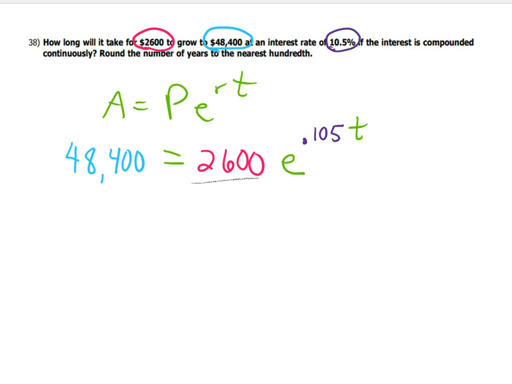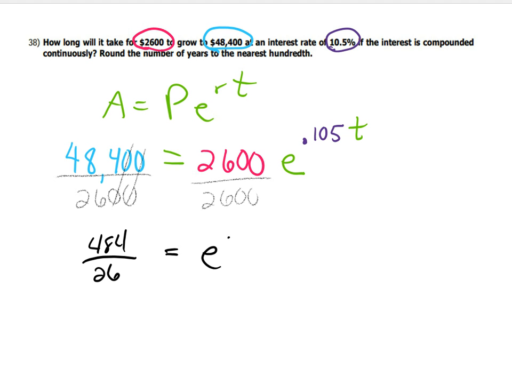The first thing I'm going to do is divide by 2,600. And that comes out to be nothing pretty. So what I did is I just reduced it. They're both divisible by 100, so those zeros are going to cancel out. And then I left it as 484 over 26. It doesn't divide evenly, but I don't want to mess with the decimal until the very end, so I'll just leave it like that. And then, of course, you're now going to take the natural log of both sides.